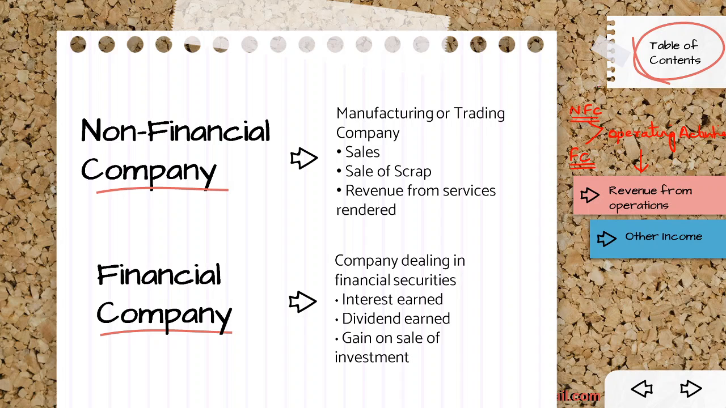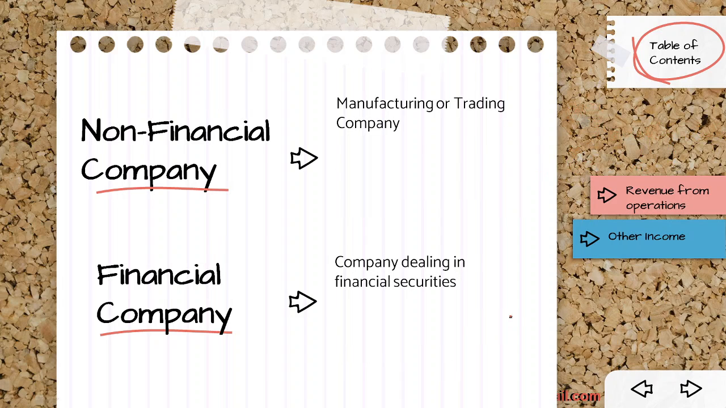So we need to understand that revenue from operations would be different for a non-financial company and for a financial company. For a non-financial company, the sale of scrap, revenue from services, all these are a part of revenue from operations. But in a financial company where the operating activity is different, they are dealing in securities, there we are dealing with interest, we are receiving interest, we are receiving dividends, and we may make gain on sale of investment. So all these things are included in the revenue from operations.